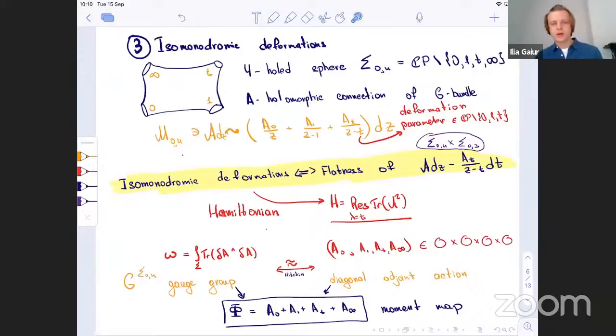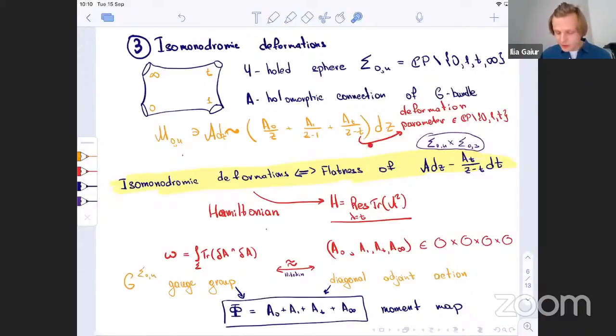Due to the Möbius transformation, I can fix 3 points, 0, 1, and infinity, and 1 point will be arbitrary. So the space of such holomorphic connections which have simple poles at the punctures may be written as follows.